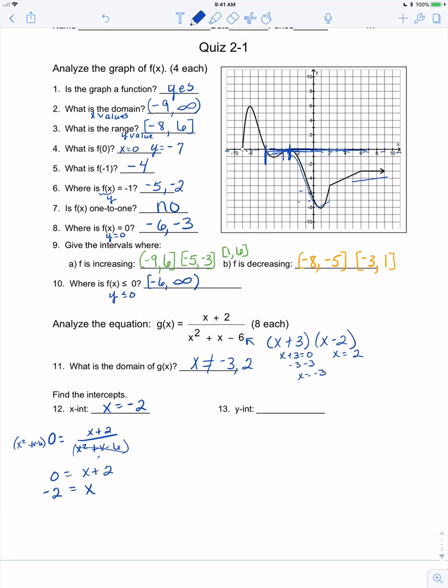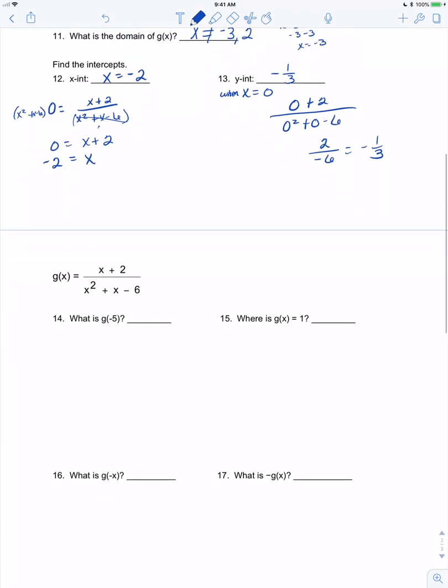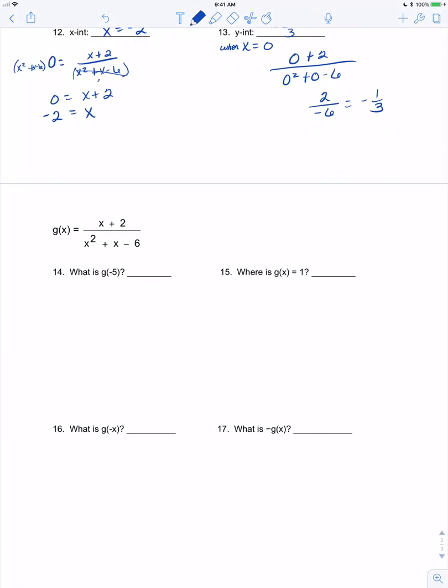Now your y-intercept, remember, that's when x is equal to 0. So if we look at that equation and we say 0 plus 2 over 0 squared plus 0 minus 6, all we're really left with are those constants. So 2 over -6, we can reduce that to -1/3. So that's where our y-intercept is. And hopefully this is coming back to you and it's just a review.